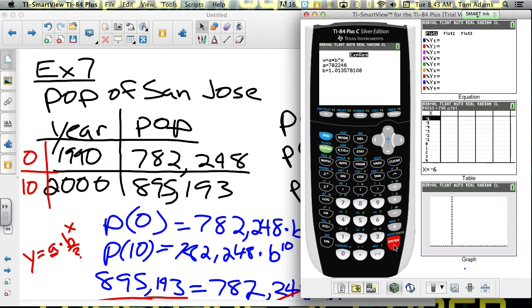Okay. Problem number 8 is very similar to number 7. It's the exact same problem, just different data.